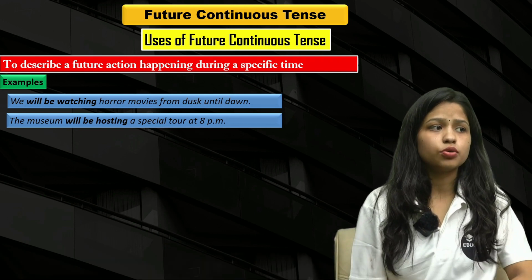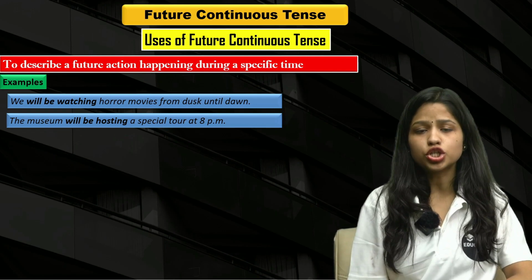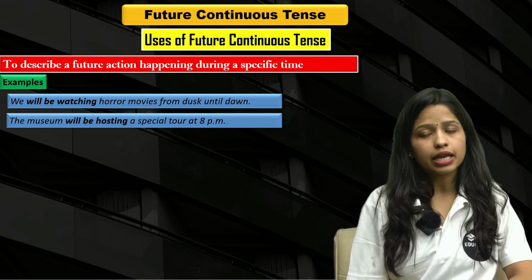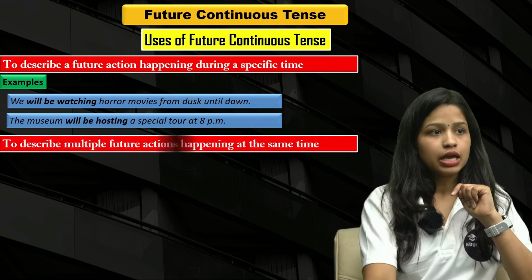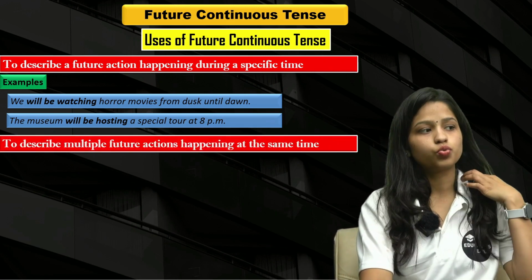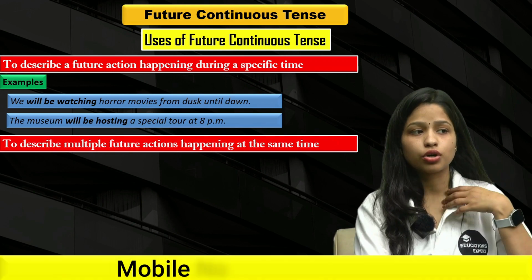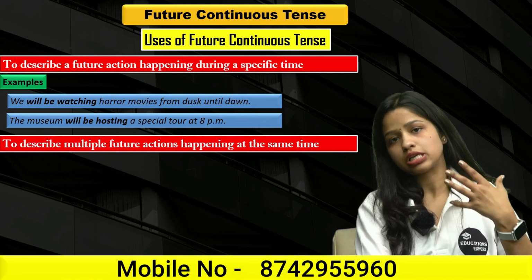Next up we have: the museum will be hosting a special tour at 8 p.m. Again, I'm giving you a specific time, which is 8 p.m. I hope now this is clear for you. Let's move forward to another use, which is to describe multiple future actions happening at the same time.